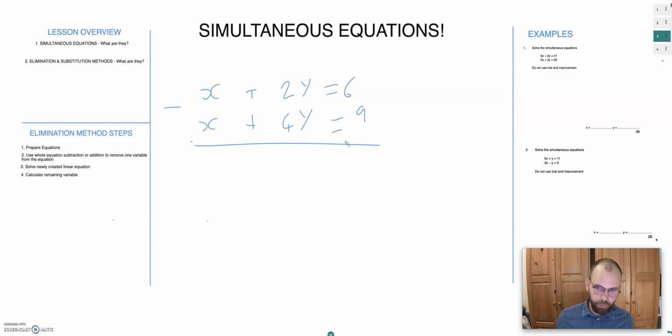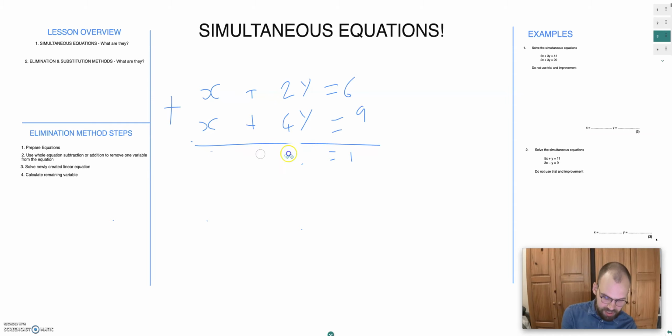So, to go through, what I would do is we're doing an addition, not a subtraction. x plus x, which is 2x. 4y plus 2y, which is 6y, and 6 plus 9, which is 15. Okay, so that's what a whole equation addition would be. But this hasn't got us any closer to the answer, so it hasn't really helped us. And that's because it hasn't eliminated one of the variables from the equation.